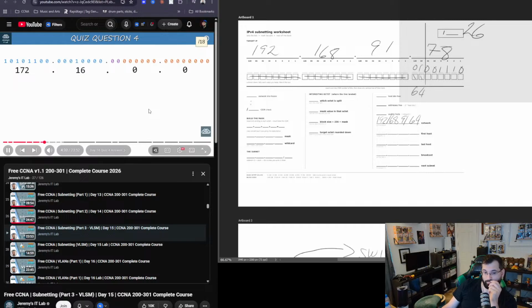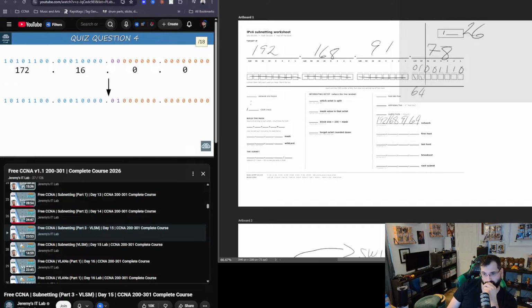So when we borrow 2 bits, that makes a /18 prefix length. Change this last bit to 1, and write it in dotted decimal again. 172.16.64.0. This is the network address of the second subnet. Now, to find the broadcast address, simply change all of the host bits to 1. So the broadcast address is 172.16.127.255. So these are the answers to question 4.